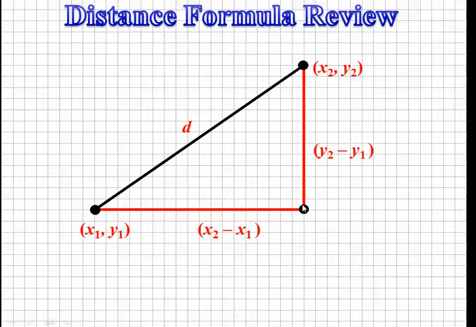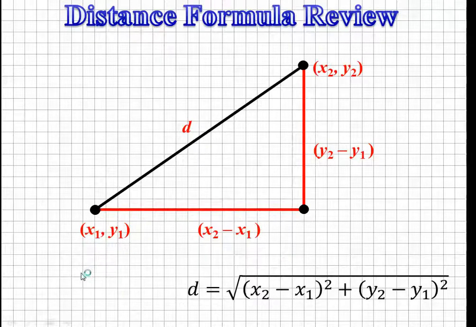Now remember the Pythagorean theorem: if you take this length and square it, and take the vertical leg and square its length, that's like a squared plus b squared, and it's going to equal d squared. I'm going to go ahead and give you the finished formula: d equals the square root of x2 minus x1 squared plus the difference in y2 and y1 squared.